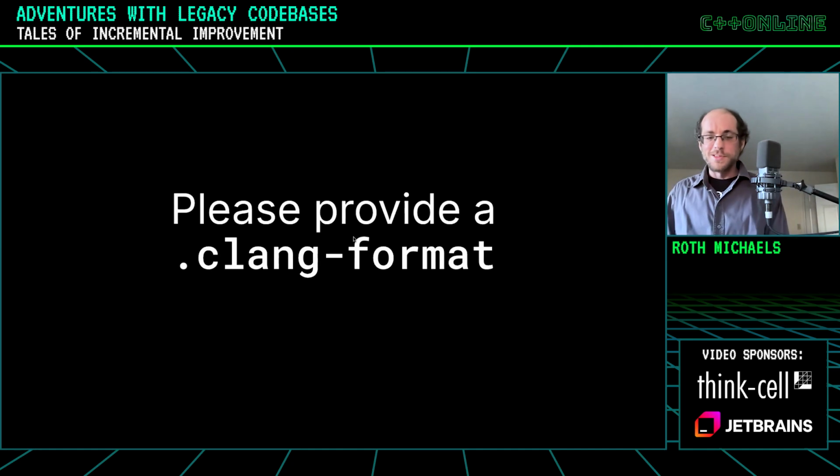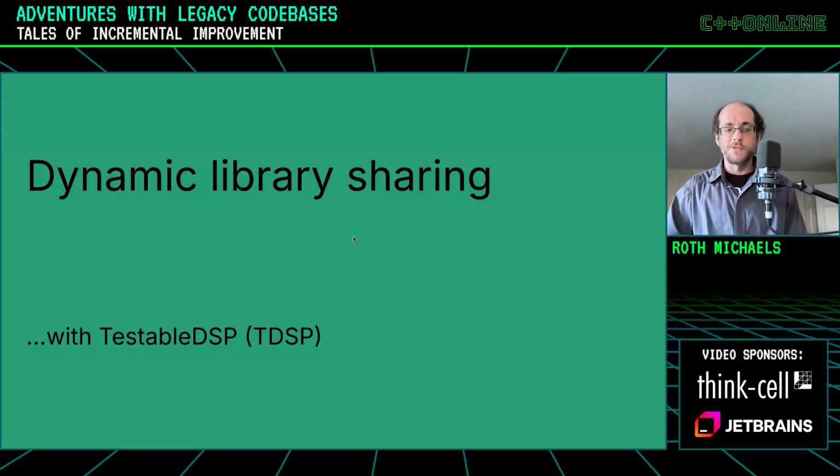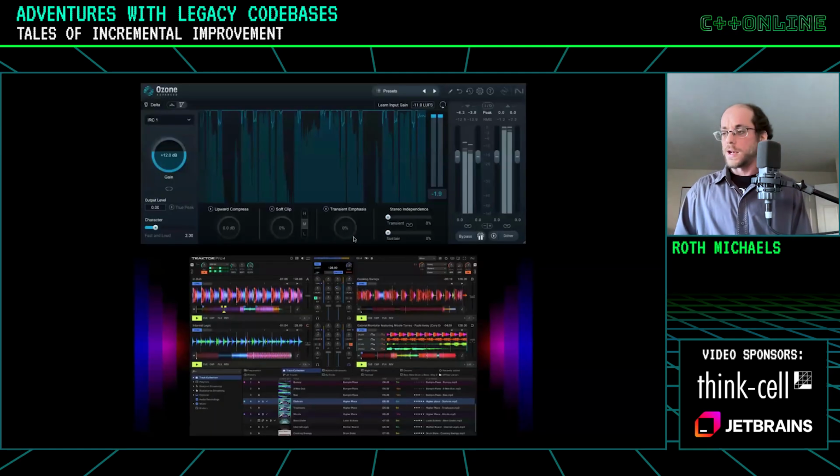So as I said before, the biggest thing that will help someone be comfortable helping and trying to share your legacy code bases is please provide a Clang format file. But I'm going to quickly go through a few different strategies that have worked for us. One is dynamic library sharing, and this is probably the easiest one. This first came up using a dynamic library format we already had in place for regression testing called testable DSP, and I'll tell you a little bit more about that in a moment.